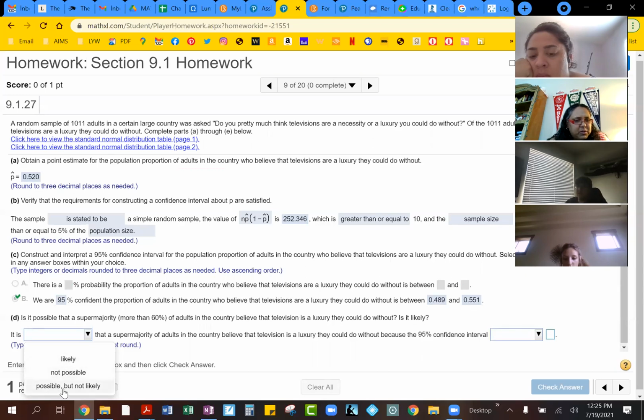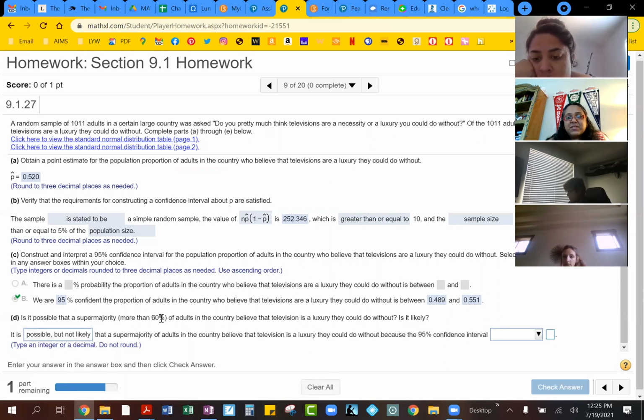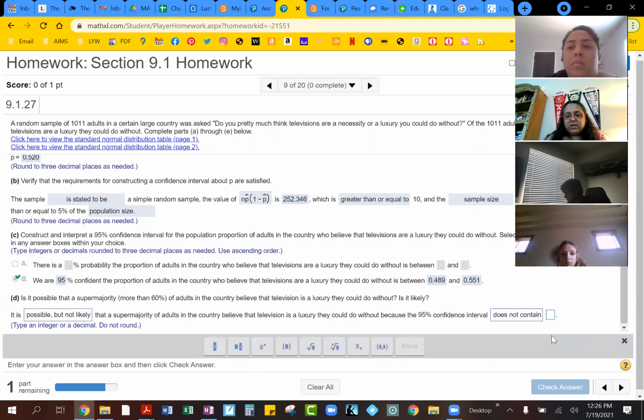So we can say it is likely, not possible, possible, but not likely. So more than likely, you would pick the last option, possible, but not likely, because like I said, your 60% is falling outside of this range. And that's the reason why, yes, it could be possible, but more than likely, it's not going to happen, is what we're saying. So it's possible, but not likely that the supermajority of adults in the country believe that television is a luxury they could do without, because the 95% confidence interval does not contain your 0.6, which is the 60%.